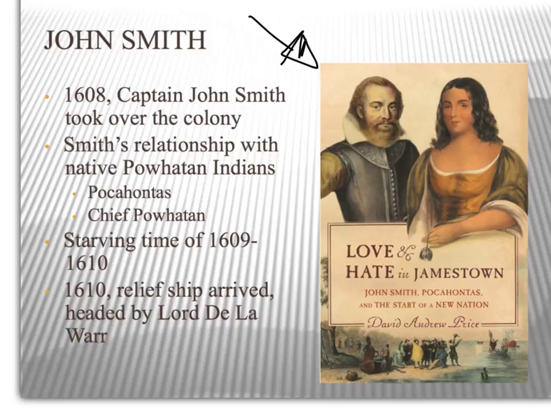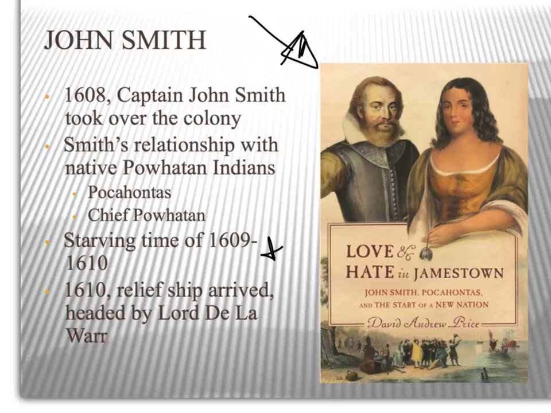He took over the colony, and he had this sort of interesting relationship with Pocahontas. He's about 36 years old. She's about maybe 12, 13 years old. And so they had this sort of interesting relationship, right? Her father, Chief Powhatan, and they're all going to have sort of this triangle relationship that's going to help Jamestown survive.